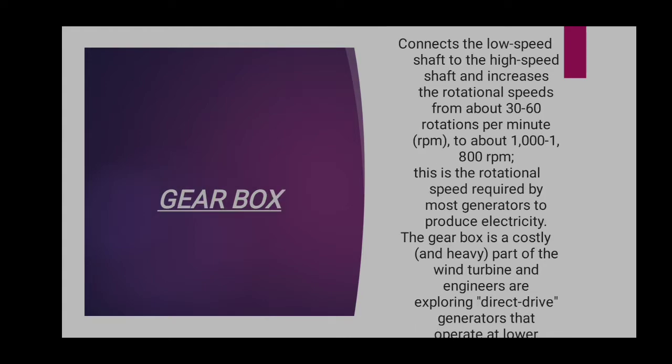The gearbox connects the low speed shaft to the high speed shaft and increases the rotational speed from about 30 to 60 rotations per minute to about 1000 to 1800 rpm. This is the rotational speed required by most generators to produce electricity. The gearbox is a costly part of the wind turbine, and engineers are exploring direct drive generators that operate at lower cost.